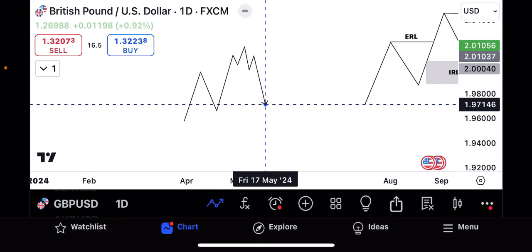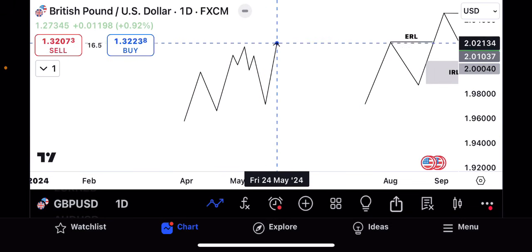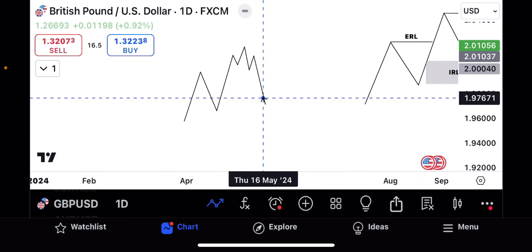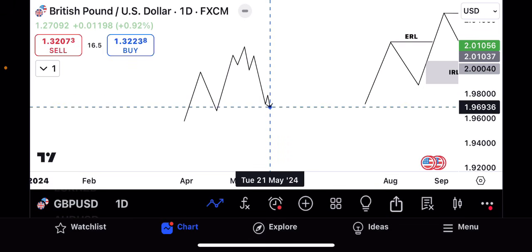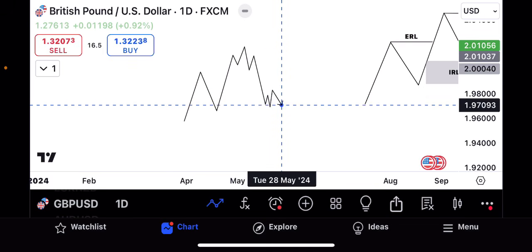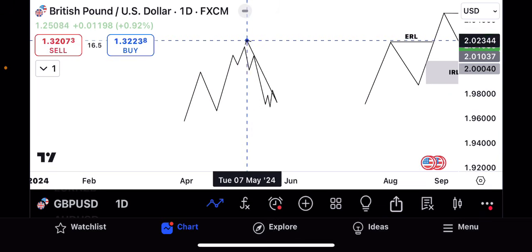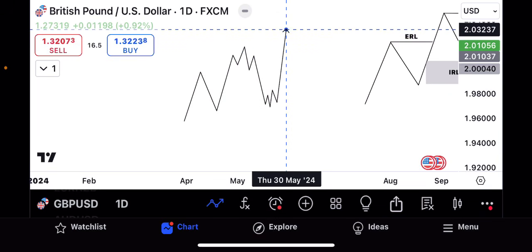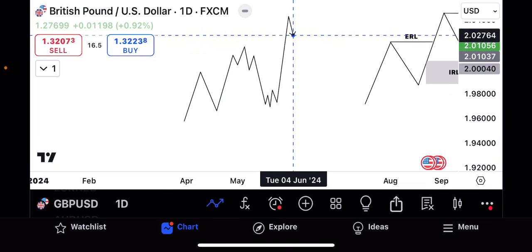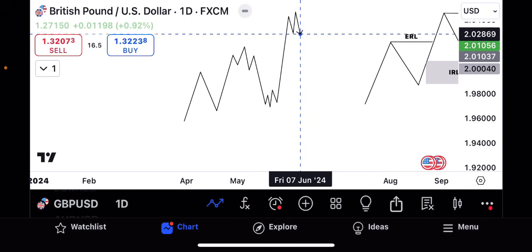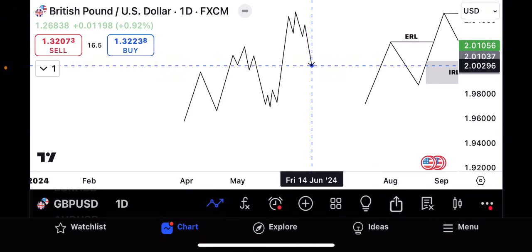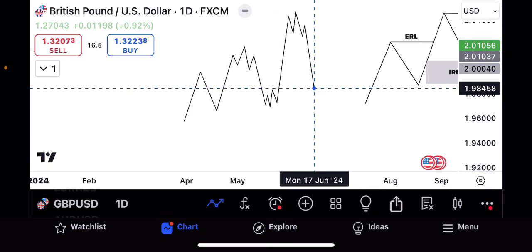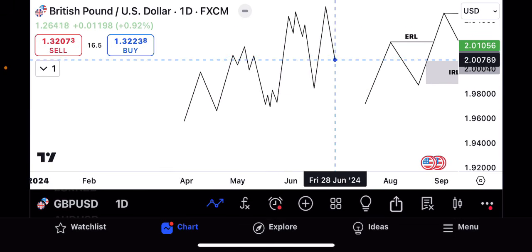Then we target internal range liquidity. Then we go up again from internal range liquidity. We look for another market structure shift. Then we target what? We target this new external range liquidity. Then we do what? You look for another change of structure. You target the new internal range. So that's how you're going to trade, which is ups and downs.